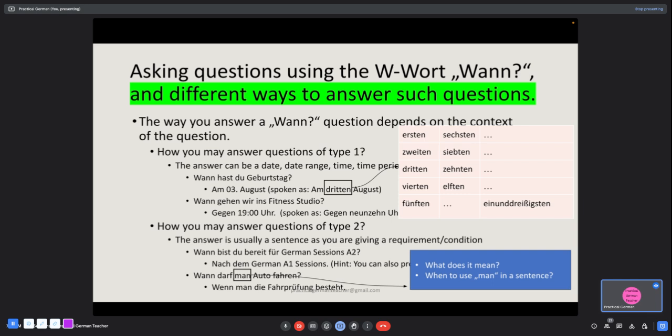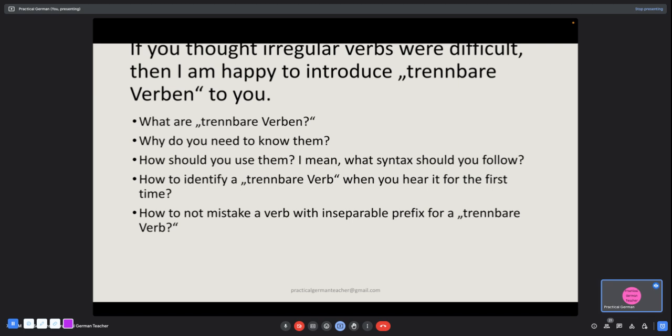So last week on Monday, you learned answers. Today, you are learning questions to those answers. Please write them. If you think it's silly, I hope I can tell you you are wrong. All right, let's talk about Trennbare Verben. So these are a few questions that you should know, or the answers you should know.